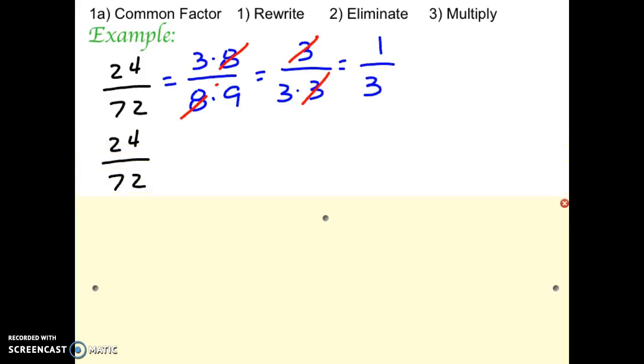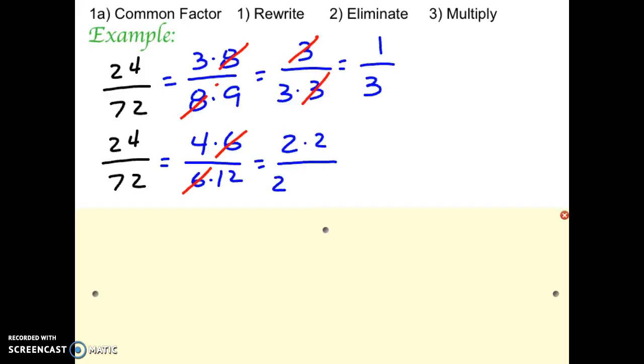Maybe you didn't notice the 8 works. Maybe you came up with 6. So 24 is 4 times 6. 72 is 6 times 12. We can eliminate the 6's. 4 is 2 times 2. The 12 is 2 times 2 times 3. We can simplify the 2's. Once again, we'd be left with the 1/3.